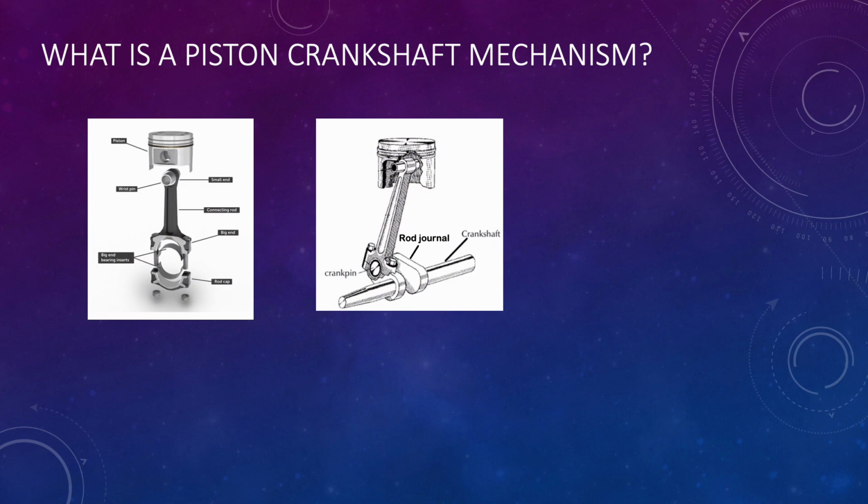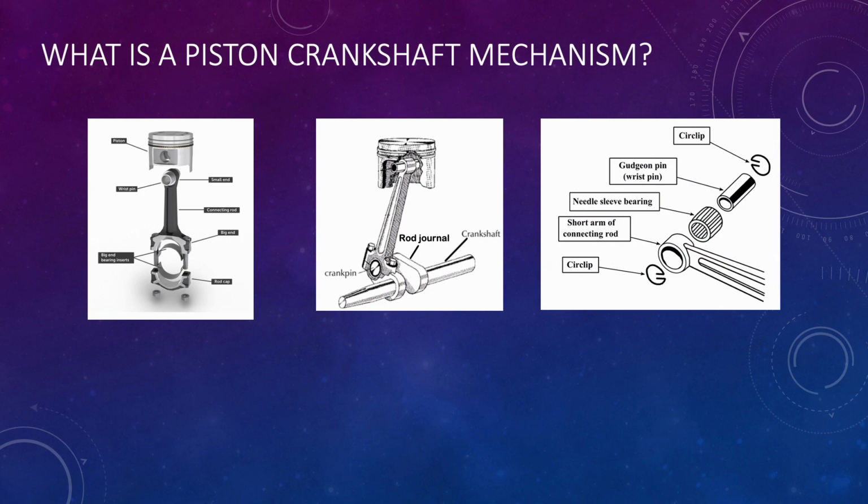As we can see here, the small end of the connecting rod is attached to the piston using a wrist pin, which allows the connecting rod to oscillate well within its full range when the piston moves downwards. A more detailed representation of the assembly is shown here.